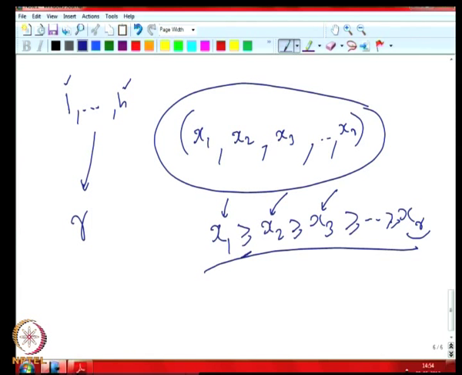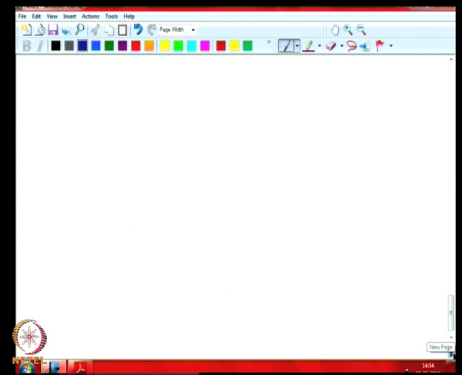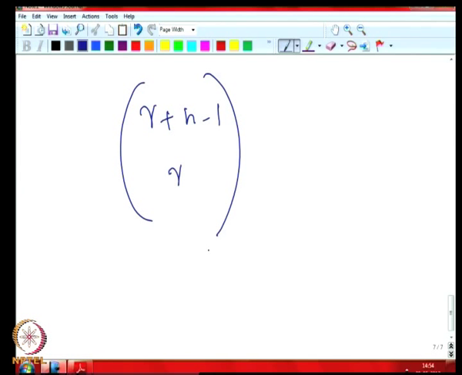For instance, if you had selected 9, 8, 3, 3, 2, 4, then we write 9, 8, 4, then 3, 3, 2, in non-increasing order. It is not strictly decreasing, since values can be equal, but non-increasing. So it is only a matter of selecting r things with repetition allowed from 1 to n. Therefore, the answer is r plus n minus 1 choose r, as we have already seen.